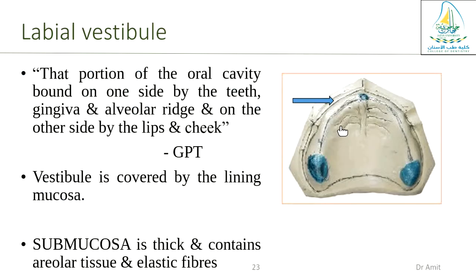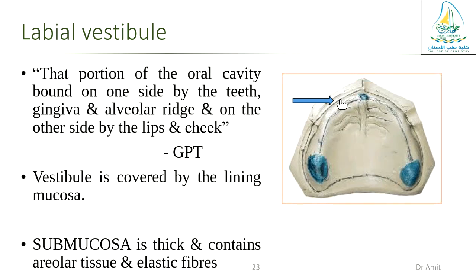Now the labial vestibule, it is a vestibule. It is that portion of the oral cavity which is bound on one side by the teeth. So in the dentulous state we have teeth, gingiva, alveolar ridge. So on one side it is bounded by the teeth, gingiva and alveolar ridge, and on the other side by the lips and the cheek. So we'll be having our cheek in this area, and we'll be having our lip in this area.